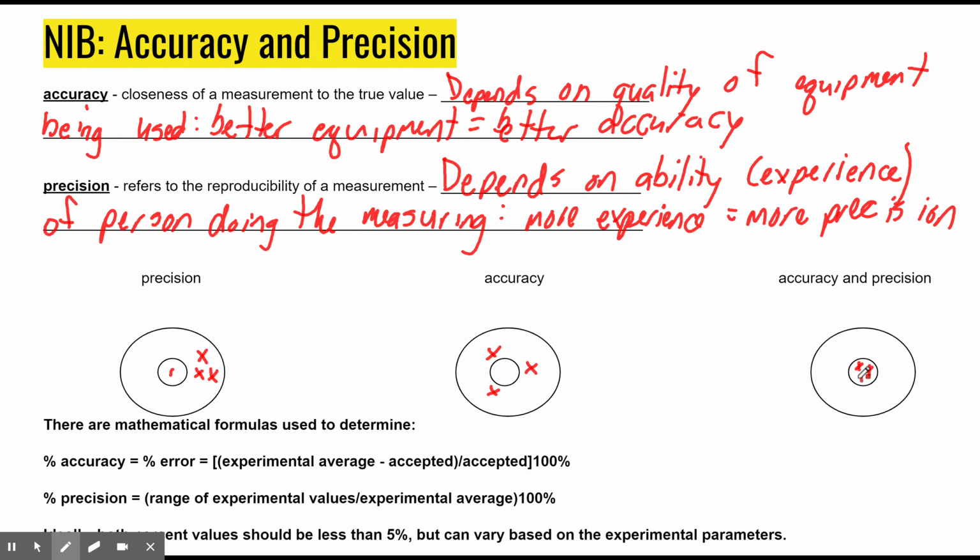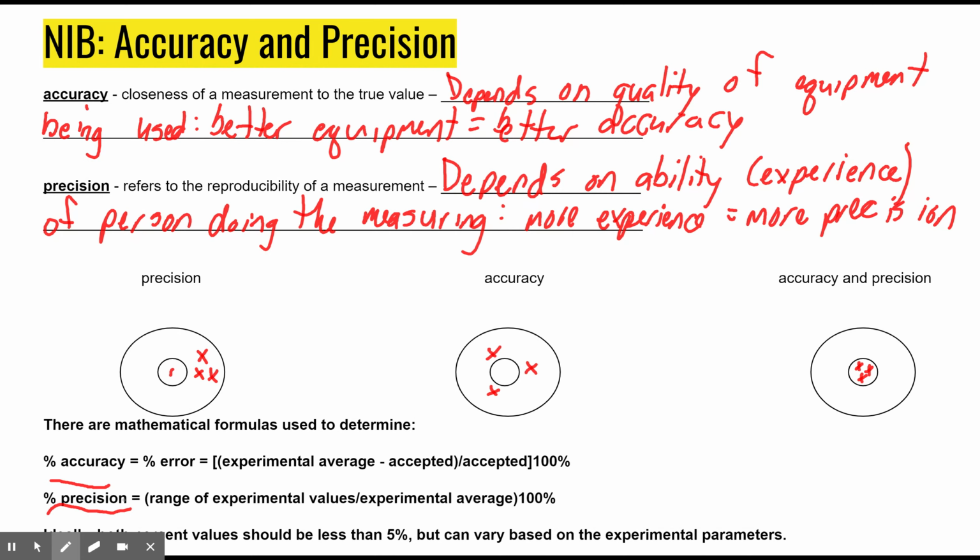Now, what our goal is, is to be both accurate and precise. You're able to reproduce the results and you're getting very good accuracy as well to the true value that we're looking for. And there are ways to measure our accuracy and precision. One is called percent accuracy, which is on the back of your periodic table. And there's also one that's going to be our percent precision. And we'll talk about those.